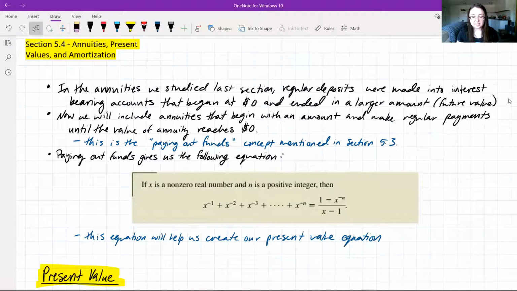If x is a non-zero real number and n is a positive integer, then we get the final equation: 1 minus x to the negative n power, divided by x minus 1. All you really need to know about this equation is that it's going to help us create our present value equation, just like in the last section, we had a similar looking equation that helped us find our future value equation.